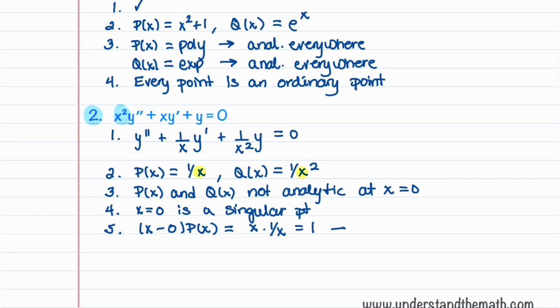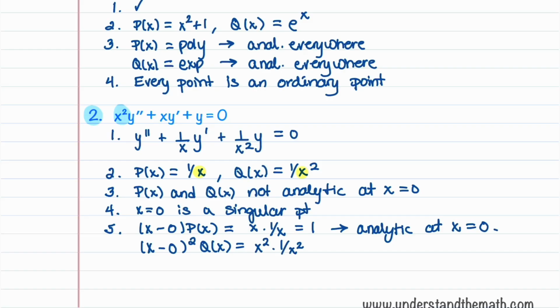This function is analytic at x is equal to 0. Now we have to check x minus a, which is x minus 0 in our case, squared times q of x. This is x squared times 1 over x squared. That is equal to 1.